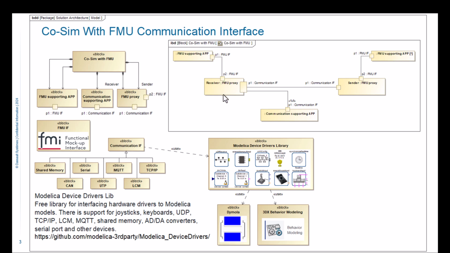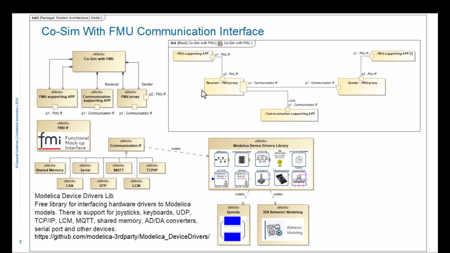We have this interface. And what we do here, we are using the Modelica Device Drivers library by Dymola or 3D Experience platform behavior modeling app to generate the communication interface. This communication interface has two sides. One side is FMI, so an FMU is generated, an FMI interface enabled to drag and drop into any of those apps supporting FMU. Another side of that interface is actually communication. So communication using those methods: shared memory, serial, MQTT, TCP/IP, CAN, UDP, LCM.